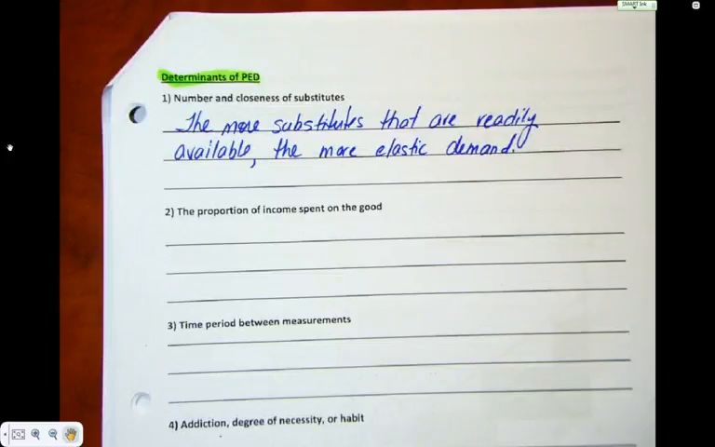The determinant of the substitutes is the easier it is to swap something out. Obviously, you're going to pick the other product. Doesn't mean everybody will. Some people are die-hard brand people, so they only drink Coke. They won't drink Pepsi or other brands. But generally, the population is going to switch to the cheaper product.